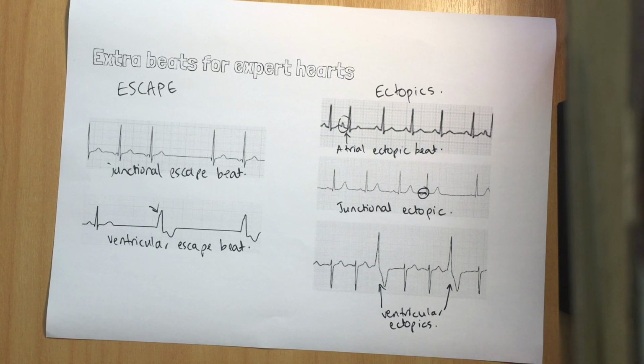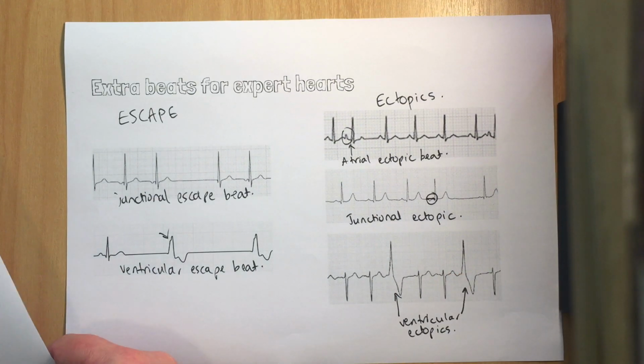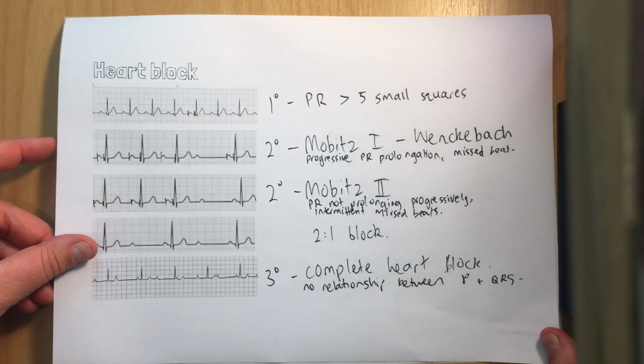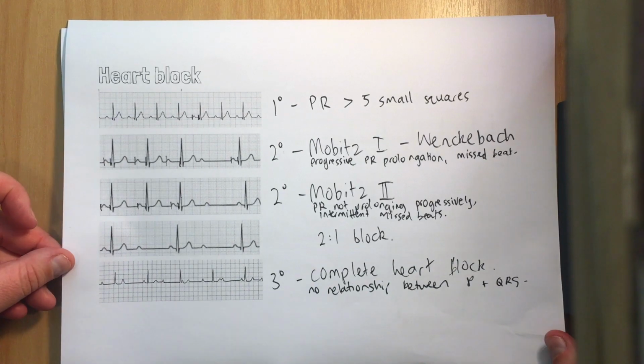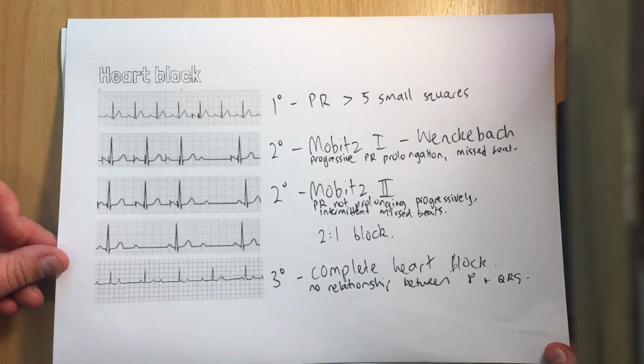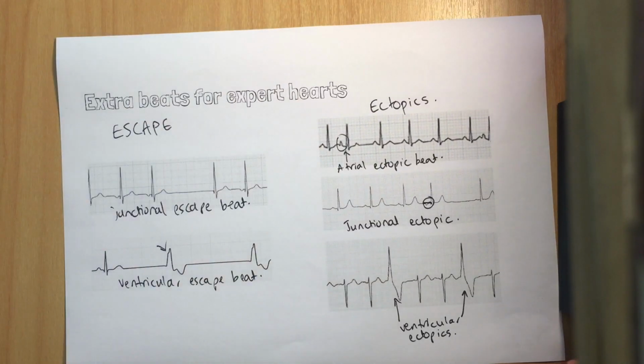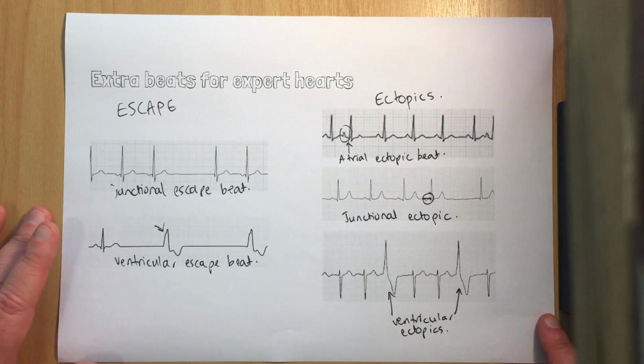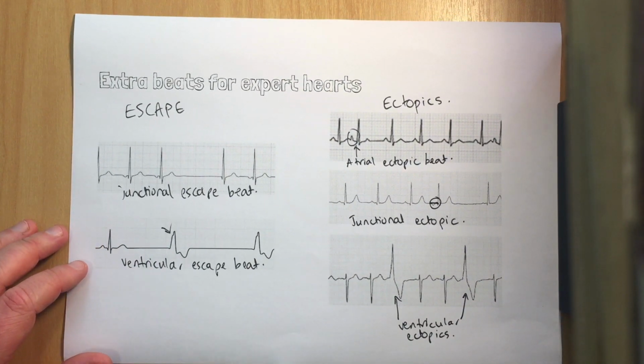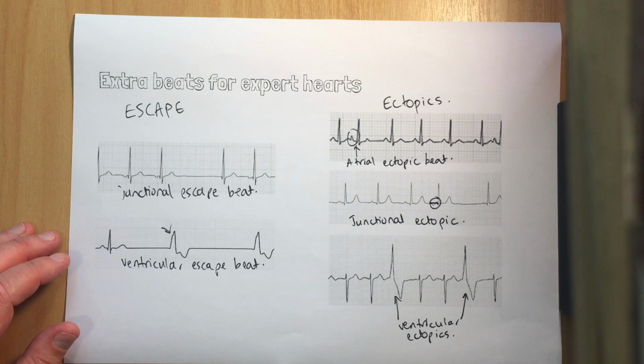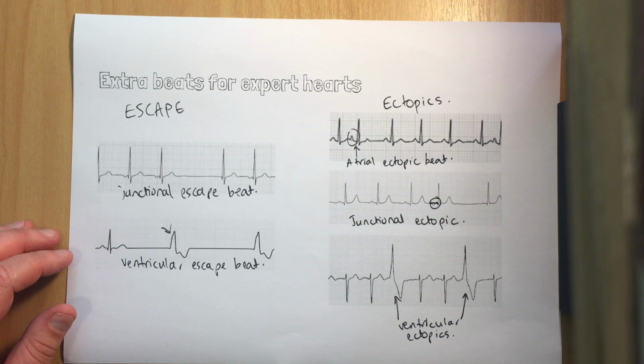Lovely. Alrighty. So summing up, we've talked about heart block, first, second, type 1 and type 2, and third degree heart block, and we've talked about escape and ectopic beats. And so in our next video we will have finished on rhythm and we'll be moving on to have a chat about cardiac axis. So thank you for bearing with me through all of these rhythm videos, and I will see you next time. Cheers.